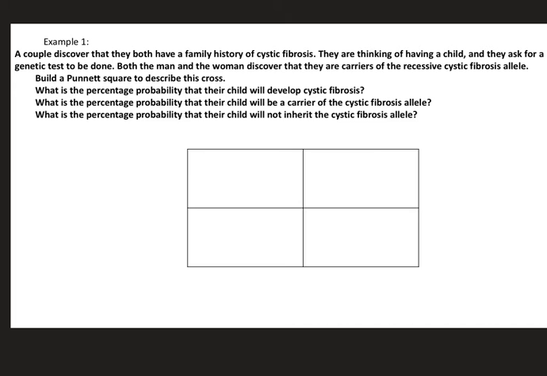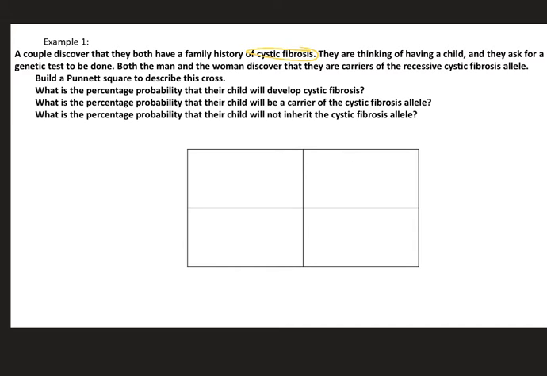Okay, so this is an example where we're looking at cystic fibrosis. Cystic fibrosis is a disorder that will inflame your lungs. So it's a genetic disorder, which means it's going to be passed down from parent to offspring. But we need to make sure we understand a little bit about this disorder. So let's make sure we actually read the question.